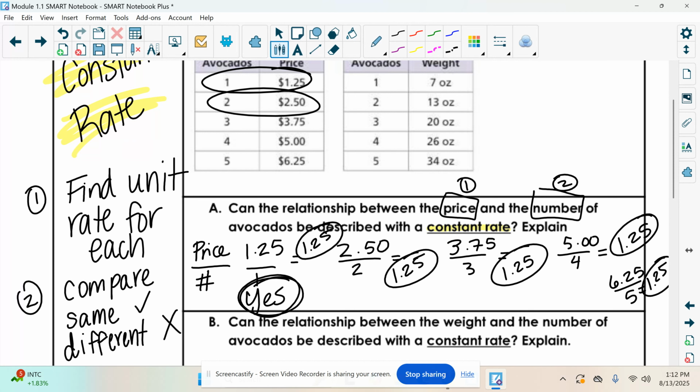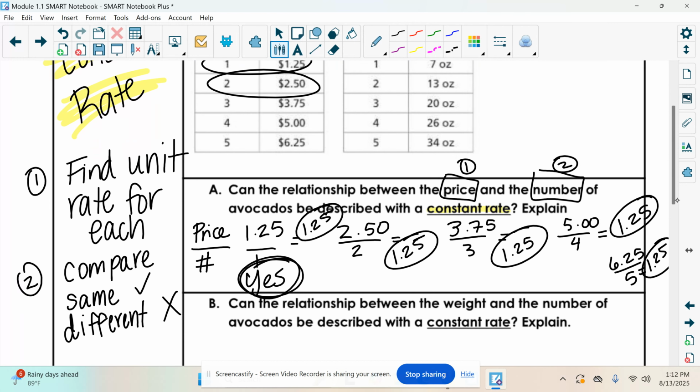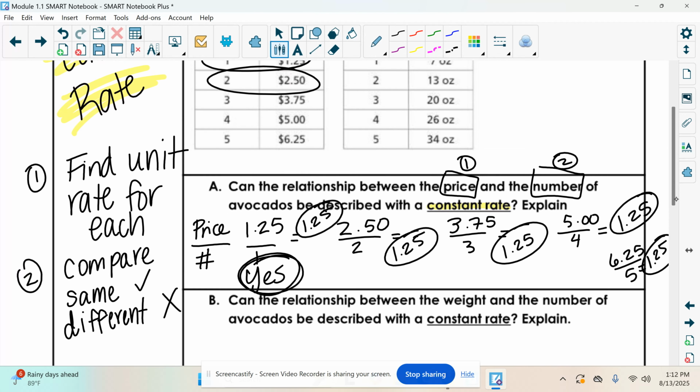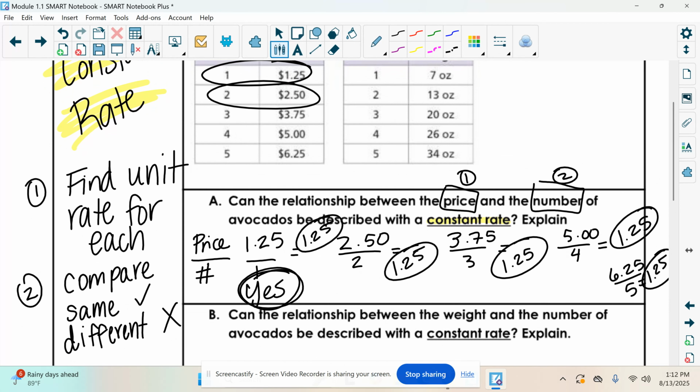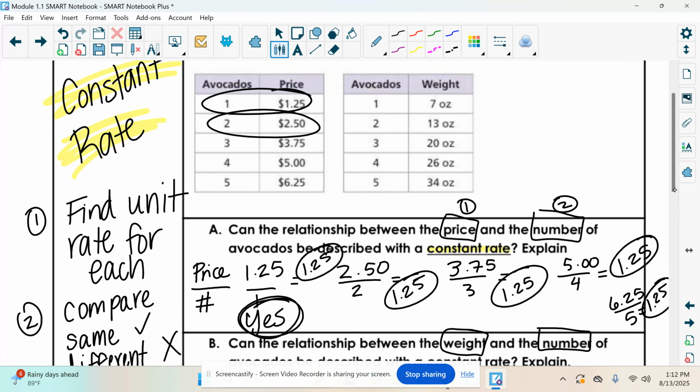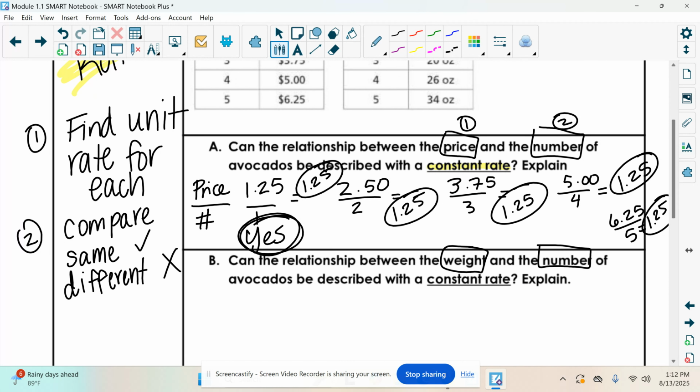Do you see how fractions are faster? Instead of having to make a ratio box every time. All right, Lane, get ready because I'm coming to you. Jaden, I'm coming to you. Get ready. All right, in part B, we're looking at weight to number this time. So which table are we going to look at? The first one or the second one? The second one because it's got weight to number. Okay? So we want what on top? Weight over the number of avocados.